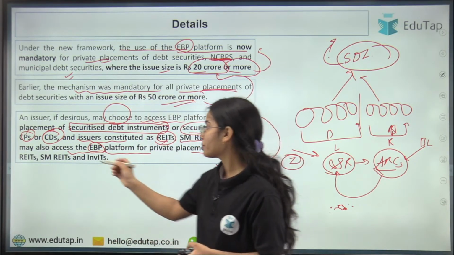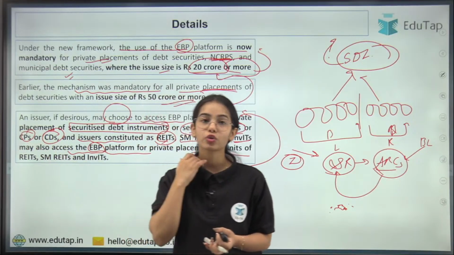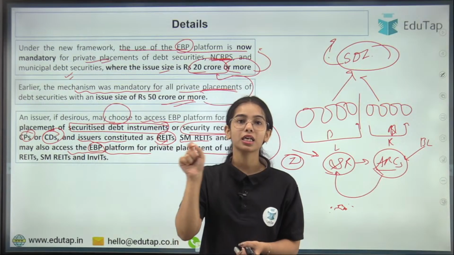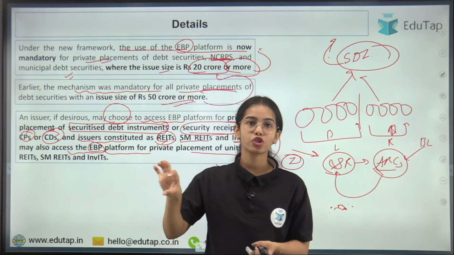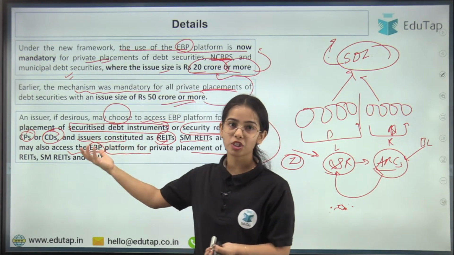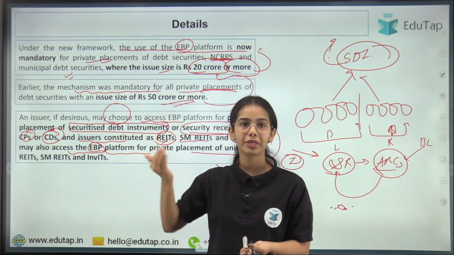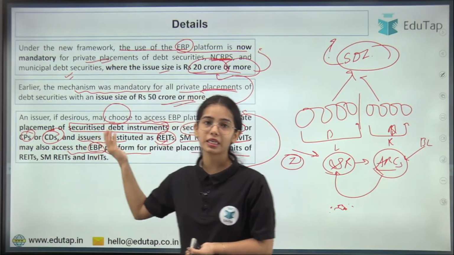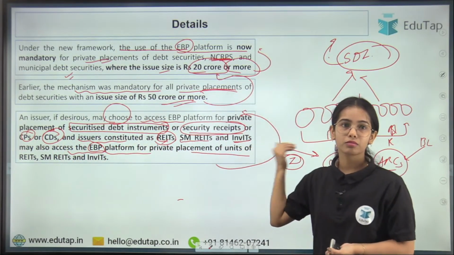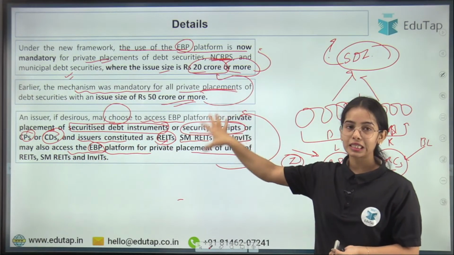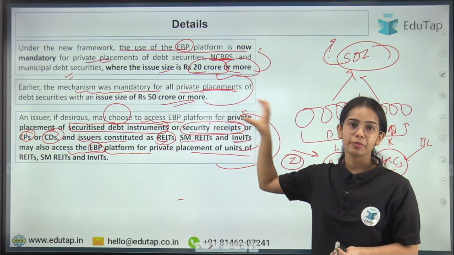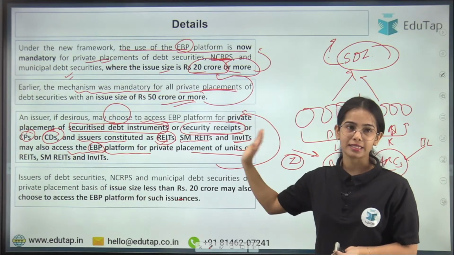The commercial paper is a debt instrument through which the companies can raise money for the short term, but these are unsecured debt instruments. So commercial papers are usually for the short term debt that the companies are taking. Okay, the certificates of deposit are issued by banks and such. So this is the idea, that these instruments can also be privately placed through the EBP platform, but there is no compulsion as such in this.